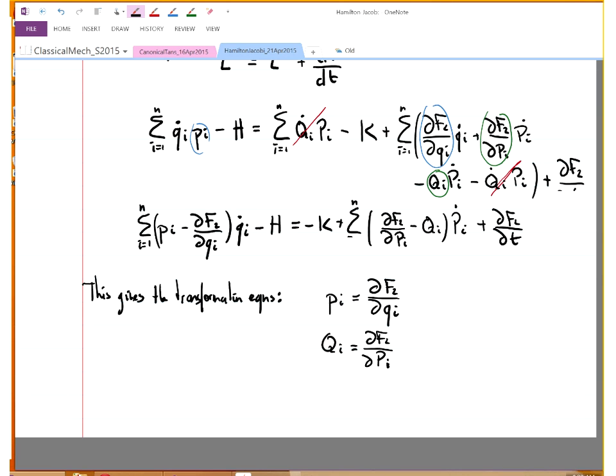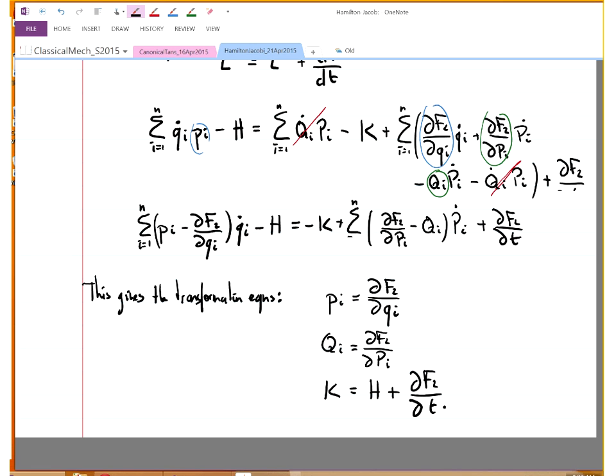And so those are the transformations that we needed, right? Because F2 depends on lowercase q and capital P, and so we need to know how to find lowercase p and capital Q. And so we just did the procedure that gave that. And then, as before, the transformed Hamiltonian K is given by the original Hamiltonian plus ∂F2/∂t.